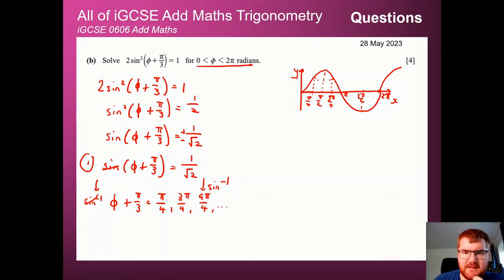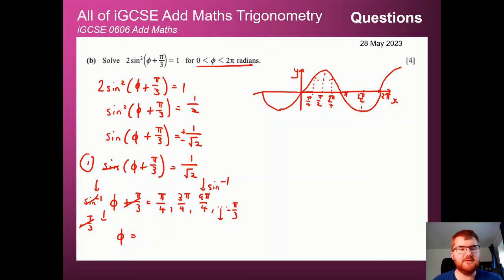Do we have to think about the negative? I think we do here. So it goes this way. We might need to worry about negative later on. But now all we do is minus pi over 3 from both sides. Again, I'll just rely on the calculator to do this for you.